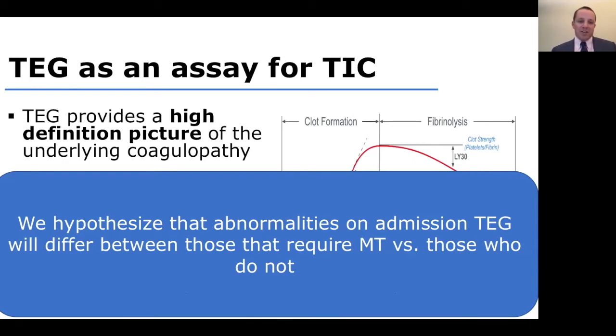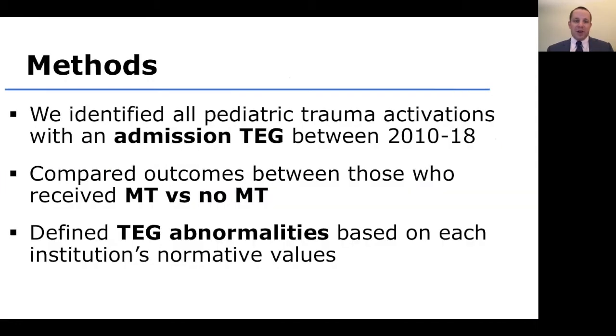So we hypothesized that abnormalities on admission TEG would differ in pediatric trauma patients who undergo massive transfusion compared to those who do not. We identified all highest level trauma activations admitted to 2 pediatric trauma centers over our 8-year study period. We stratified patients based on whether they received massive transfusion, which we defined as greater than 40 cc's of blood products within the first 6 hours of admission. And we defined TEG abnormalities based on each institution's normative values and compared TEG abnormalities between the groups.